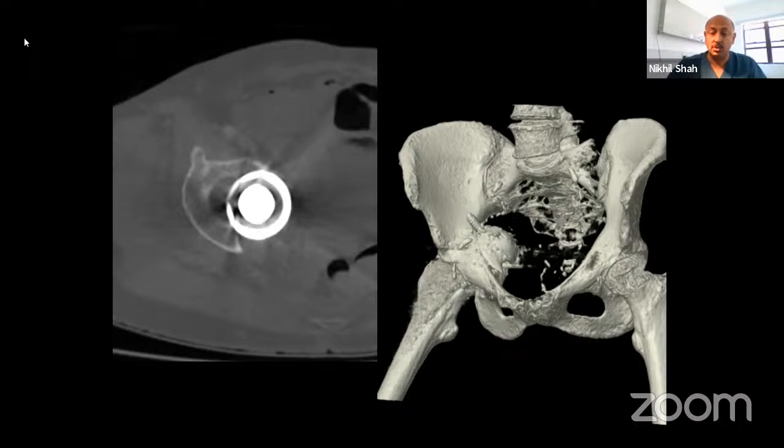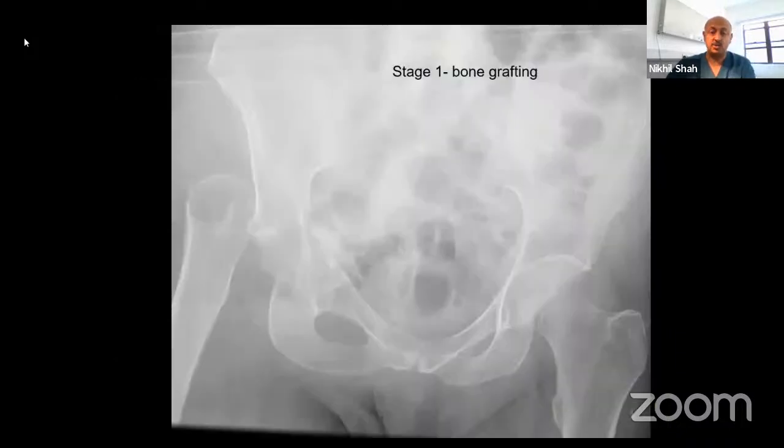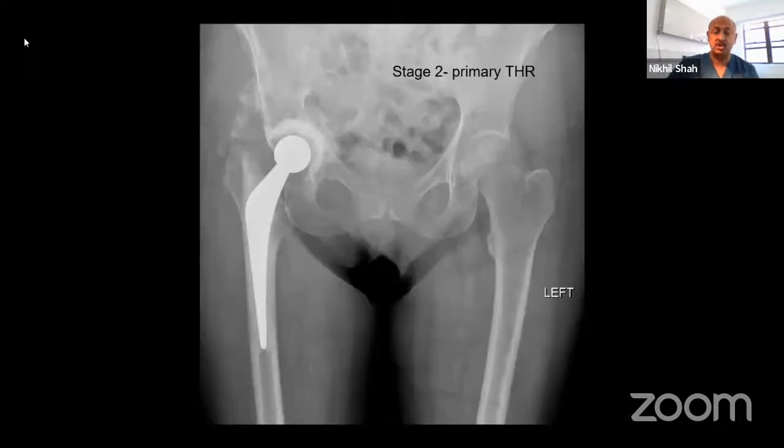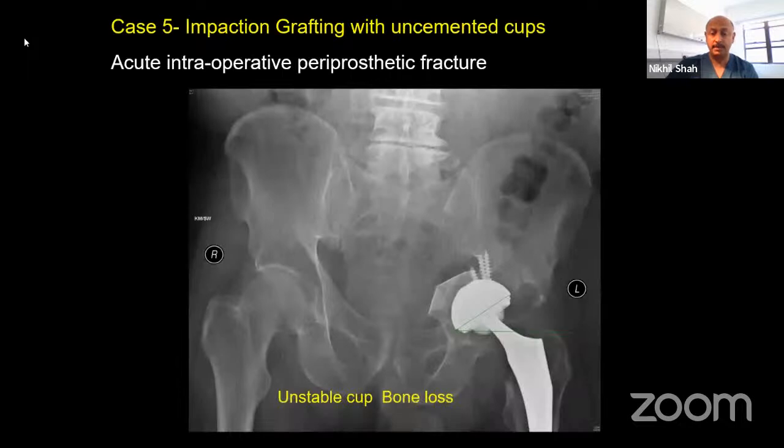You can see how close that screw is to the blood vessel. So a vascular surgeon is usually on standby. Stage 1, take everything out and put massive impaction bone grafting, in this case using an allograft that heals very nicely, and then go in at approximately 3 to 4 months. And that's a stage 2 primary THR. This lady will reach approximately 9 years of follow-up this year. So all the patients I have follow-up because we do follow up everything at Wrightington. So I can show you long-term results rather than just the early results.